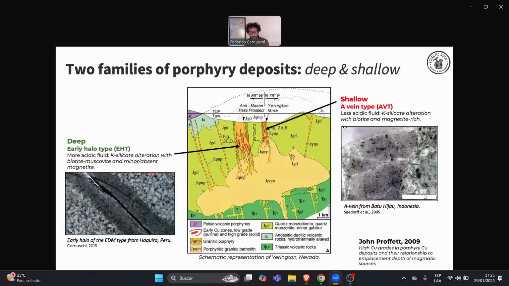There's also K silicate or potassic alteration, but there's biotite with muscovite inside the halos, and magnetite is virtually absent. Could be a little bit, but not too much. And this is an example from Jaquira, Peru, what we call an EDM halo.